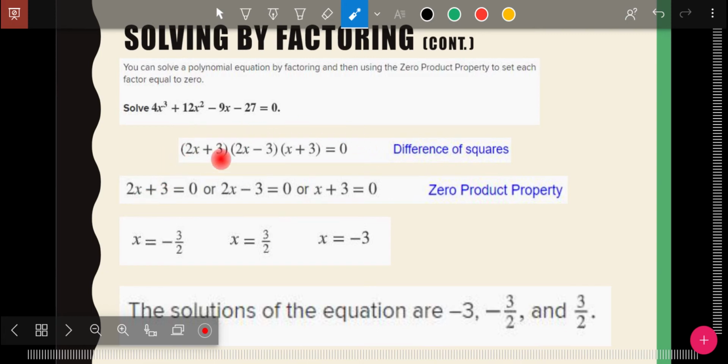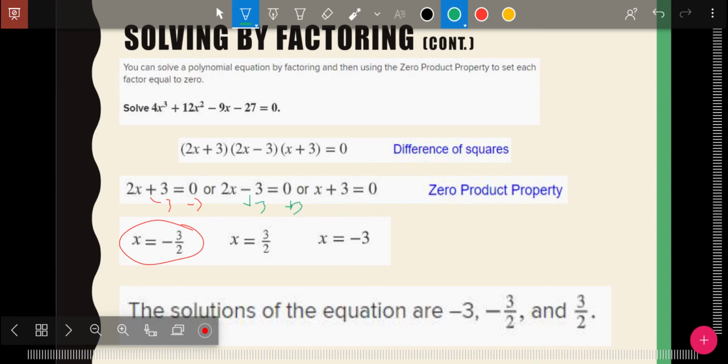And so now I set each part equal to 0. 2x plus 3 equals 0. 2x minus 3 equals 0. X plus 3 equals 0. Right? First step here would be minus 3 to both sides. Then you would have 2x equals negative 3. Divide by 2, you would get this. First step here would be to add 3 to both sides.